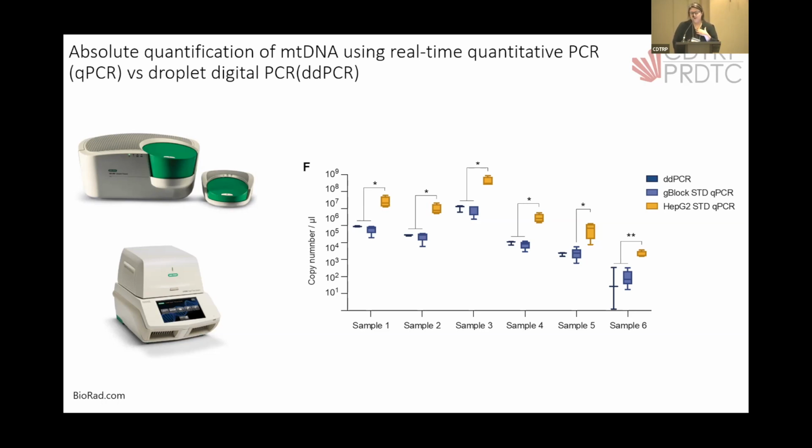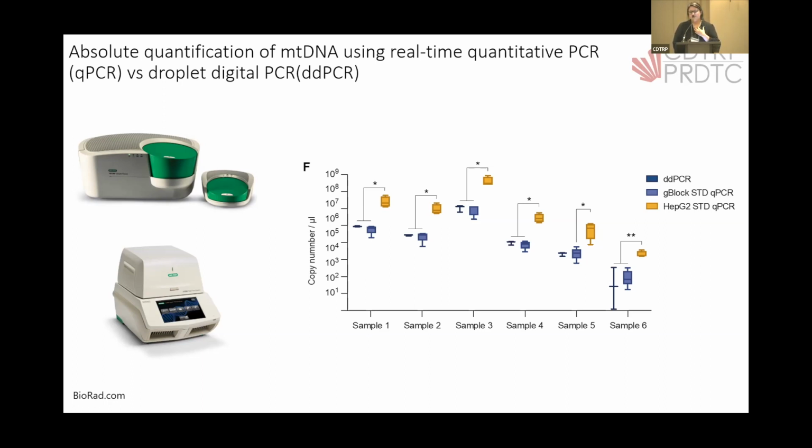So droplet digital PCR can do absolute quantitation, but it doesn't need a standard curve. Unfortunately, it's about 10 times as expensive as standard qPCR. And a lot of clinical labs don't have the specialized equipment that's needed for droplet digital, but everyone and their dog basically has a qPCR machine.